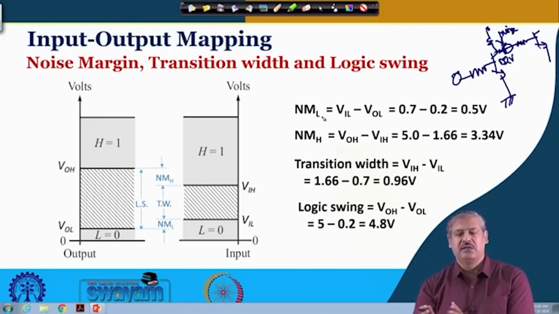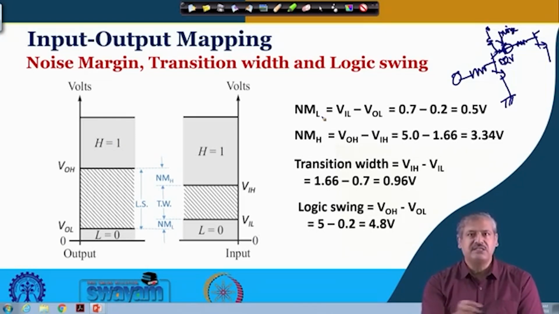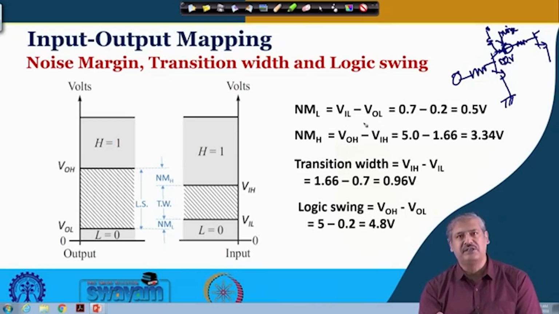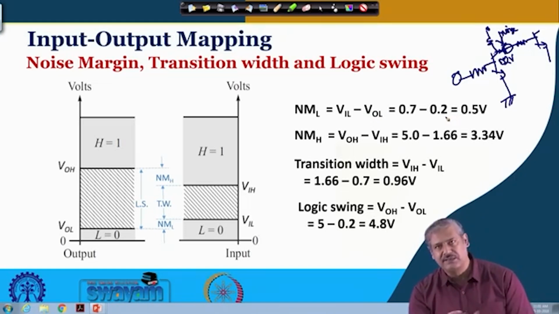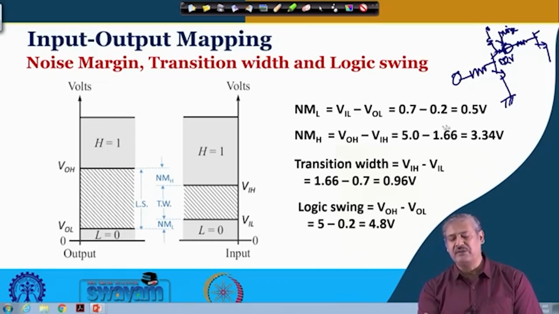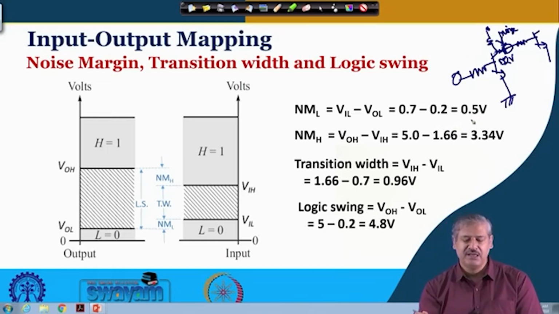Generally speaking, for any such situation, VIL and VOL, the way they are defined, the difference is the noise margin. In this specific example that we have taken, from which you are trying to understand these terms, it is 0.7 minus 0.2 volt, which is 0.5 volt. Okay. So, similar thing, noise margin high.